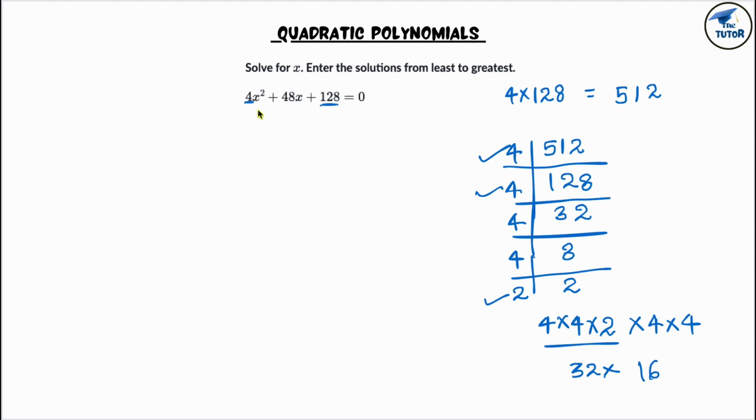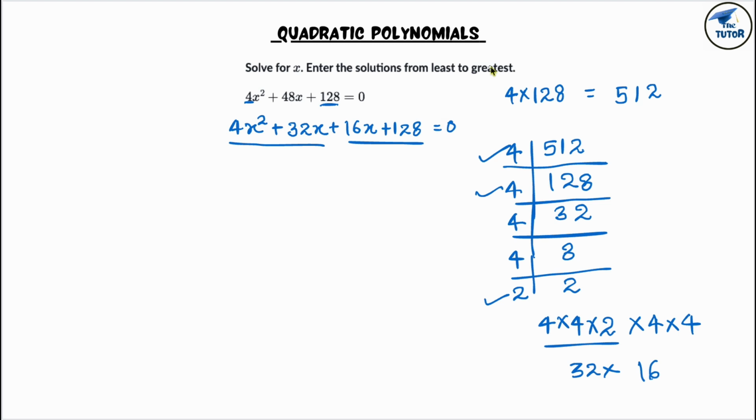What I'll be doing further is I'll write 4x squared as it is. Here 48x will be written as 32x plus 16x, plus 128 equal to 0. Now look, we have 4 different terms. We'll make pairs of 2 and try to take common out of the first 2 terms and the last 2 terms.